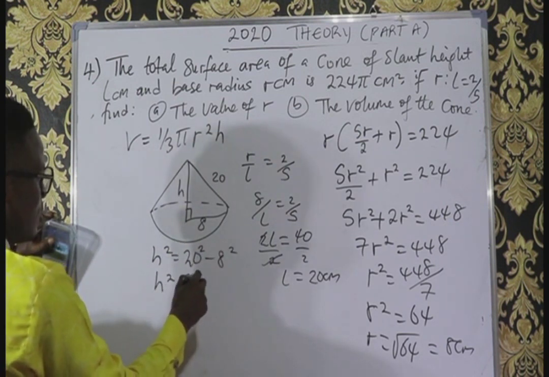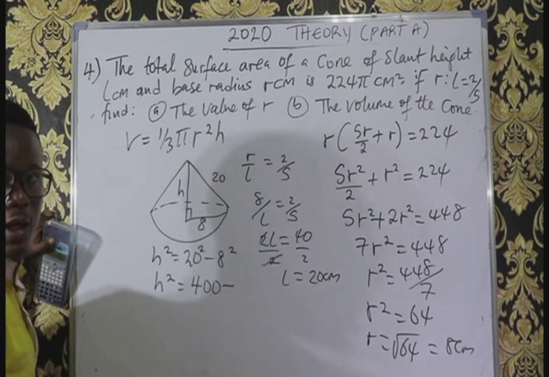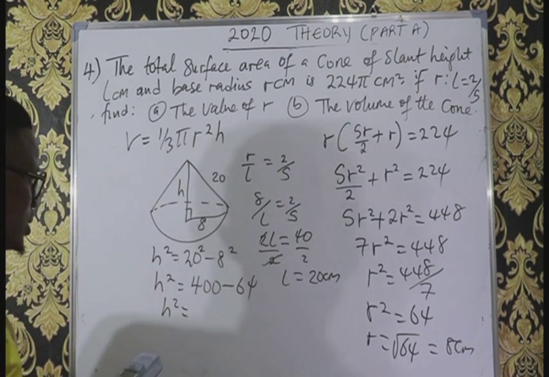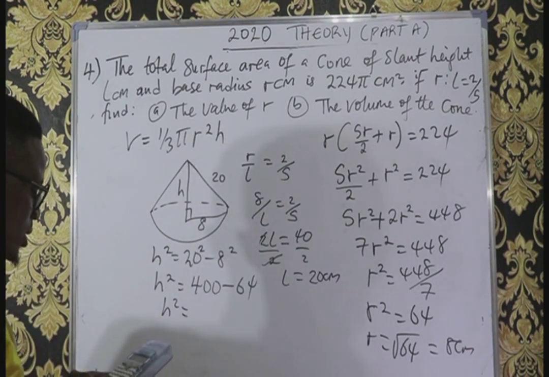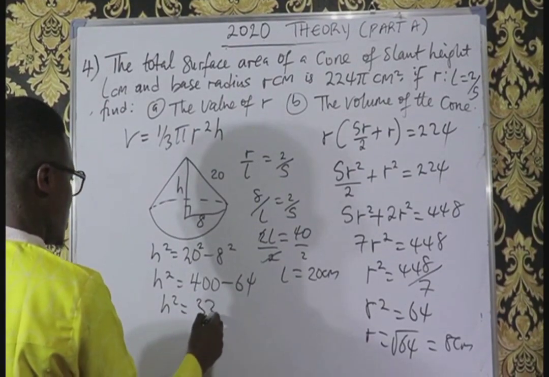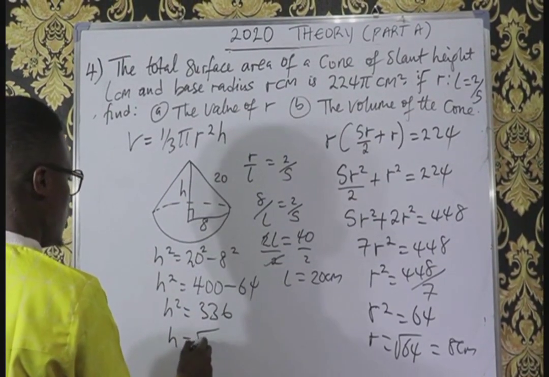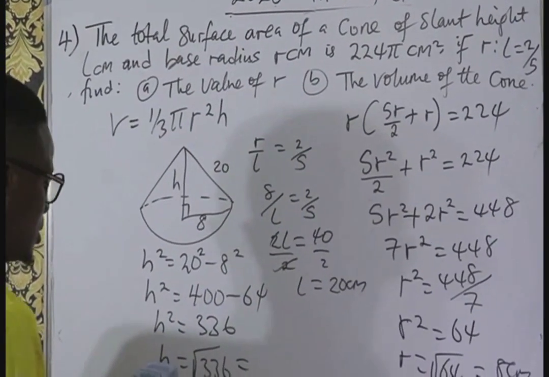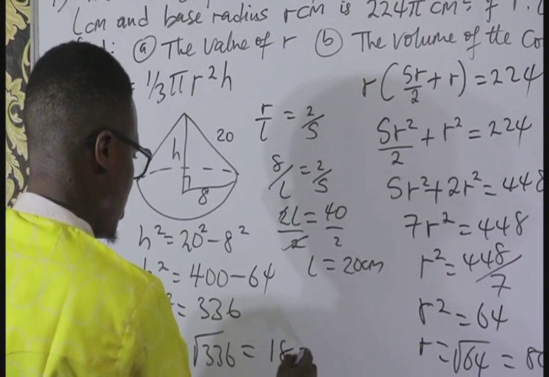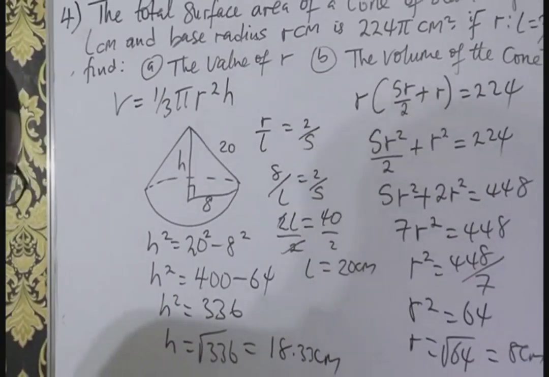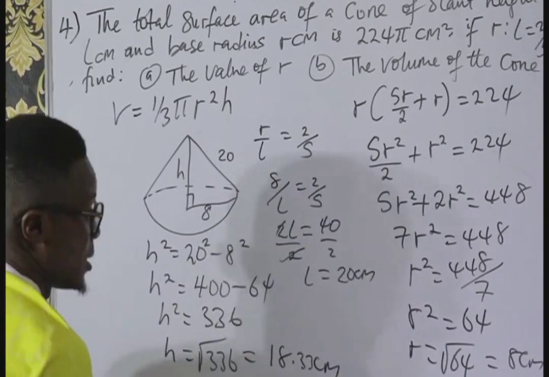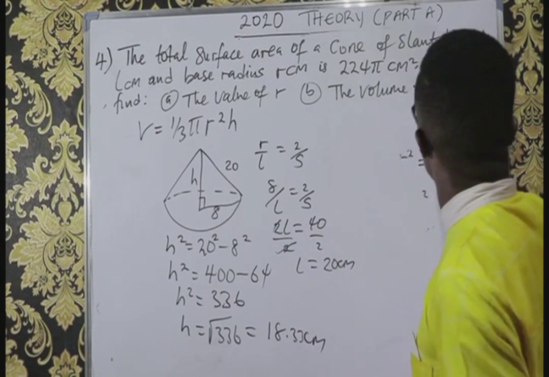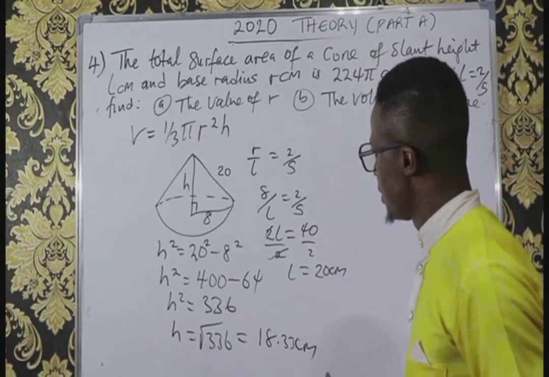h² will give me 20² is 400, 8² is 64, and 400 minus 64 will give us 336. So h will now be the square root of 336. The square root of 336 will give us 18.33 cm. That's our height. We've known that our radius is 8 cm and our height is 18.33 cm.